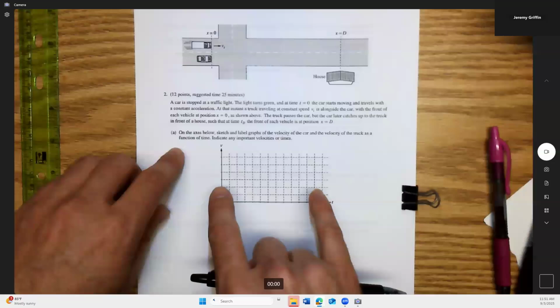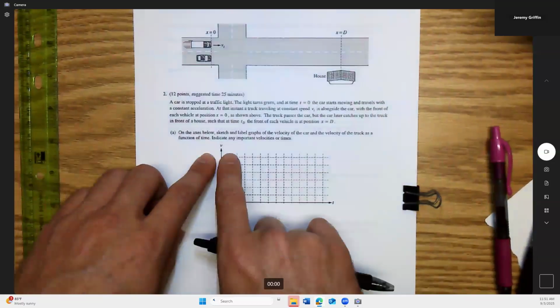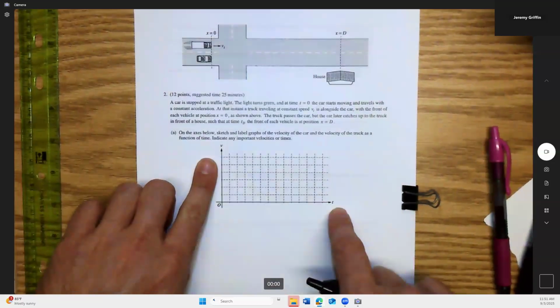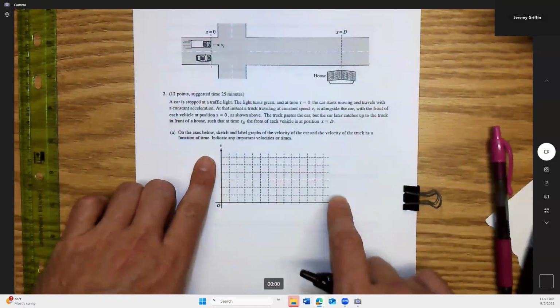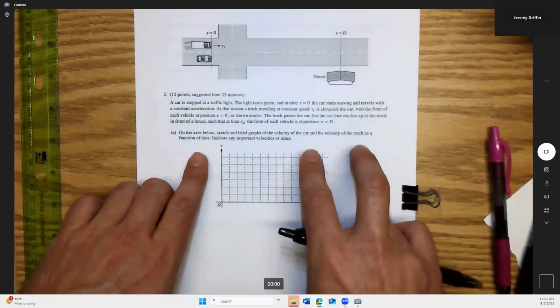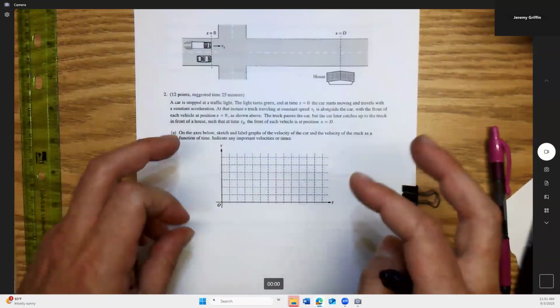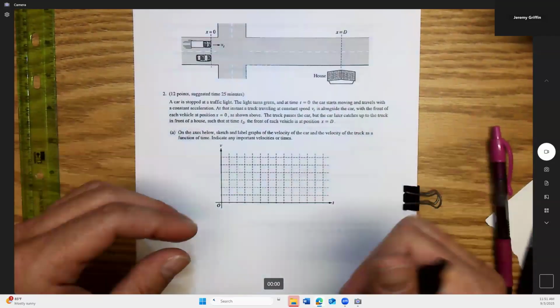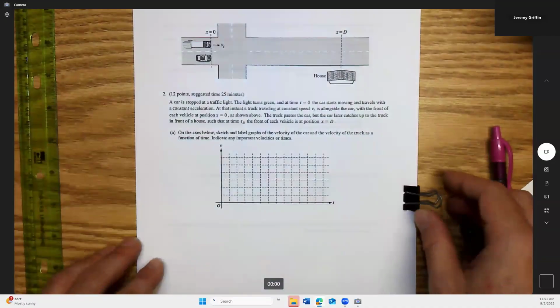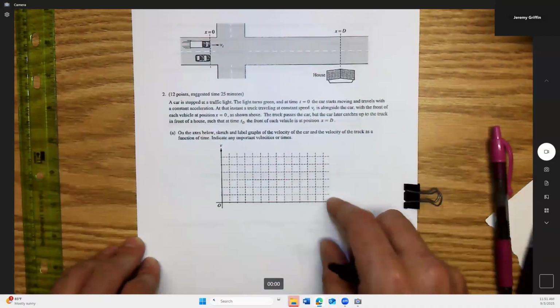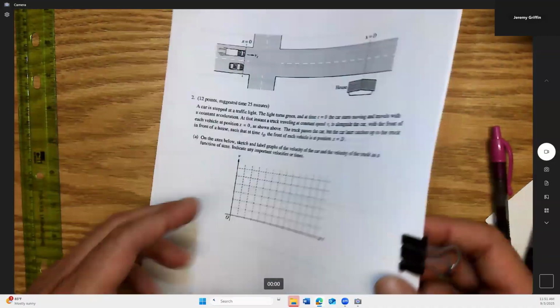So on these axes below, you're supposed to sketch and label. Hey, look, it's a velocity versus time set of axes. Draw the curve for the car and for the truck. Now, when I say curve, it doesn't necessarily mean it's curving. It could be straight lines. Okay? General sense. So what does this graph look like for the car? What does it look like for the truck? And then label each one of those.